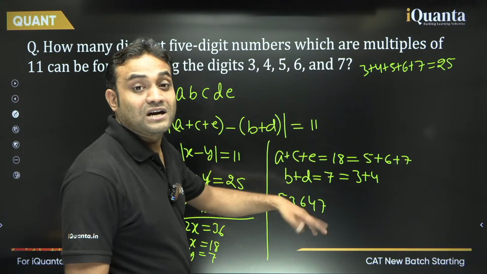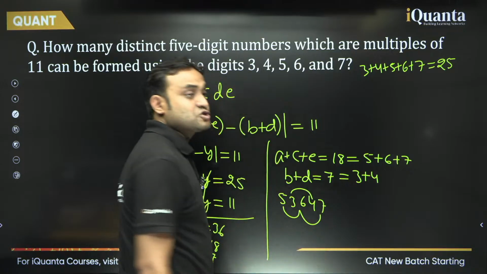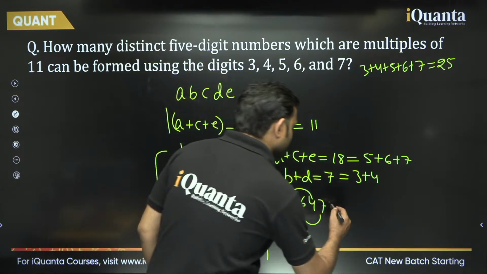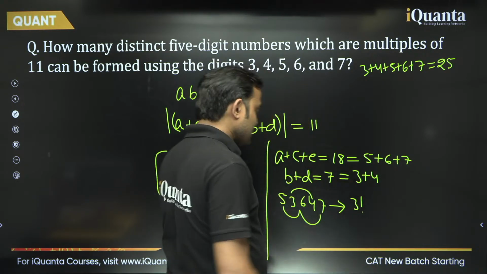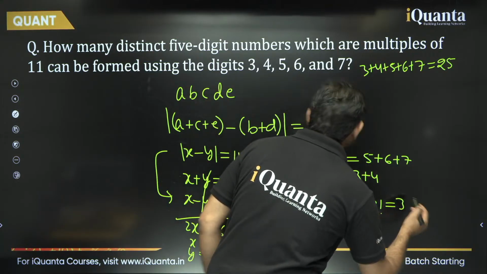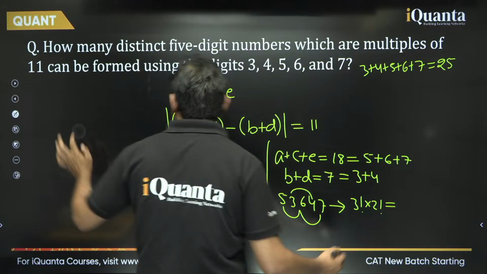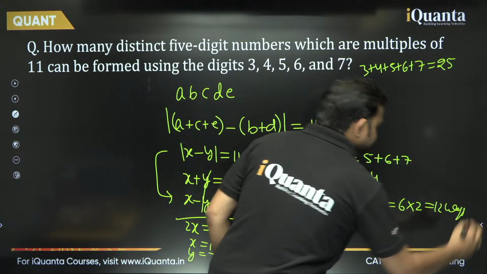Now all the ways we can arrange these 3 numbers and all the ways we can arrange these 2 numbers will give us the desired number, right? So the number of ways these 3 digits can be arranged is 3 factorial ways. The number of ways 3 and 4 can be arranged is 2 factorial ways, which is 6 into 2, equal to 12. In this case, 12 ways.